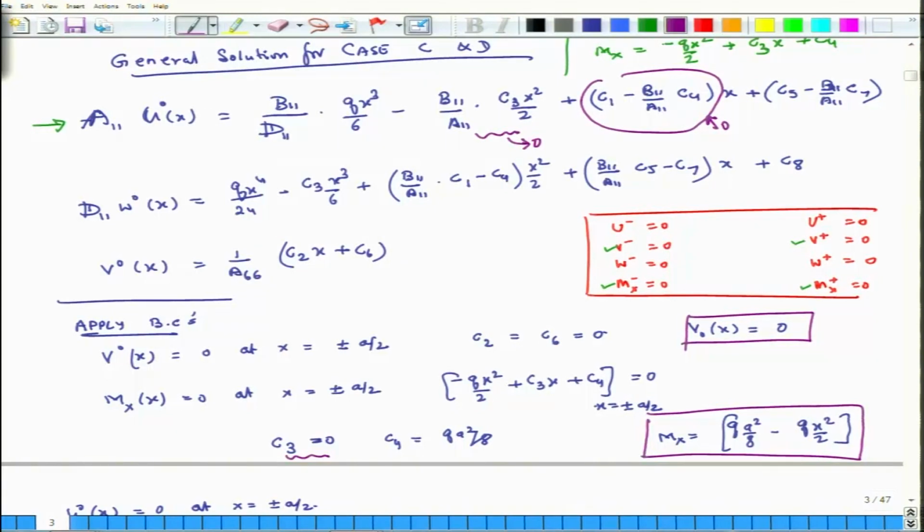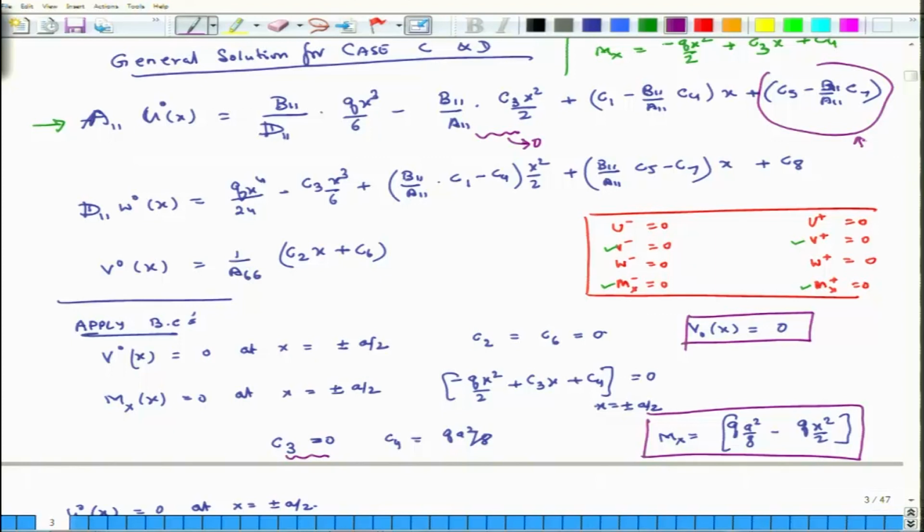C3 is 0 because we found that by implementing the condition on mx, and when we implement the condition on u is equal to 0 at x is equal to plus minus a/2, this term C1 minus B11 over A11 times C4 becomes 0, because what that means is that this term, so not this one, this term will be 0.